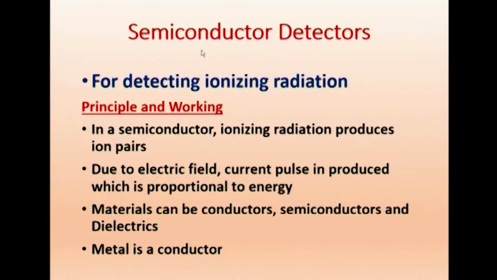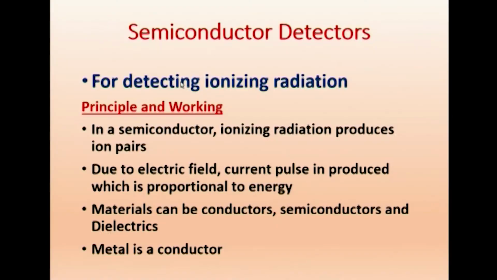Now we will go to a slightly different type. We have semiconductor detectors. This is one type of detector. We have been discussing various types of detectors. Now this is semiconductor detectors. This is for detecting ionizing radiation. Any ionizing radiation we can use this for. And what is the principle and working?